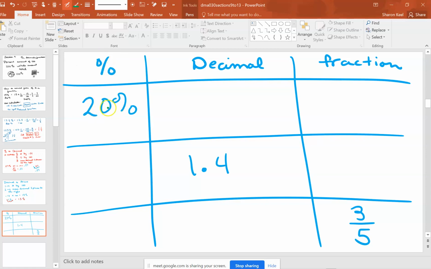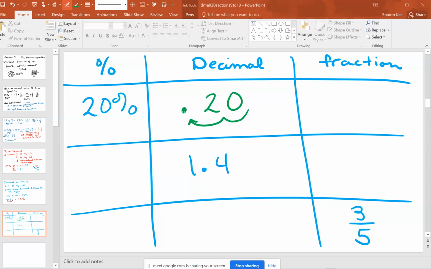For this 120%, we're going to go left or right. We've got the percent, and we want to make it a decimal. To make a percent a decimal, as we just did, we can move our decimal 2 places to the left. So starting here, I would go left 1, 2. This answer is 1.20.